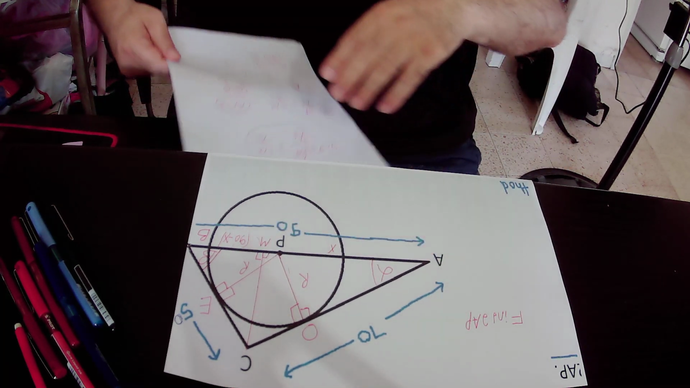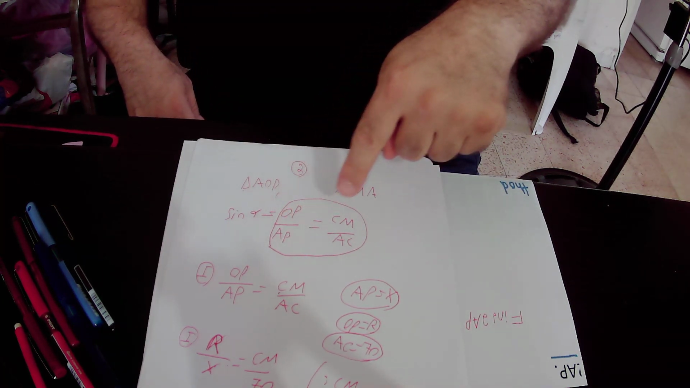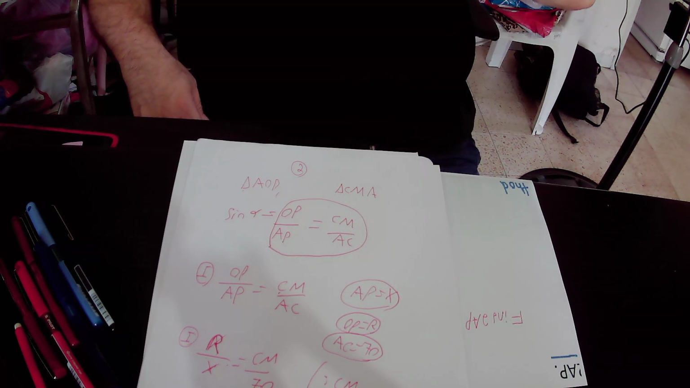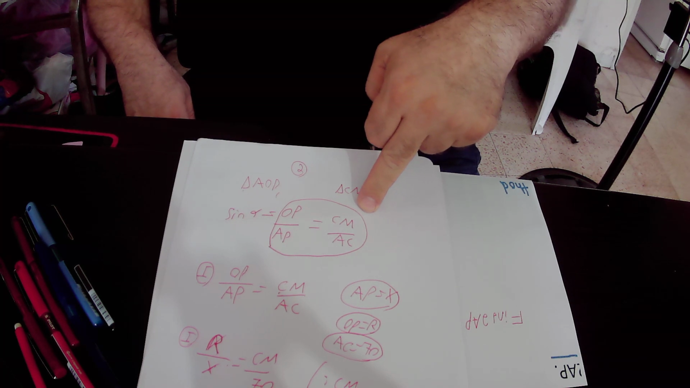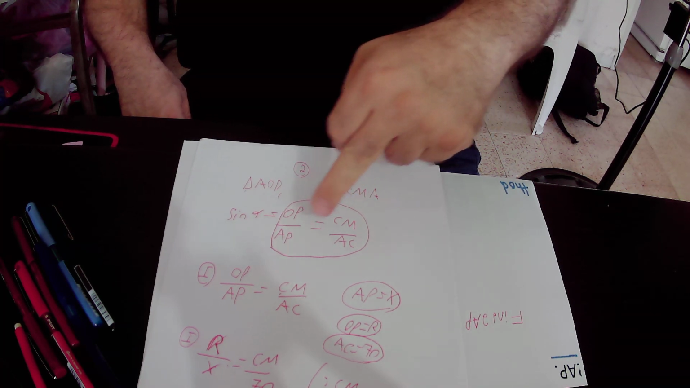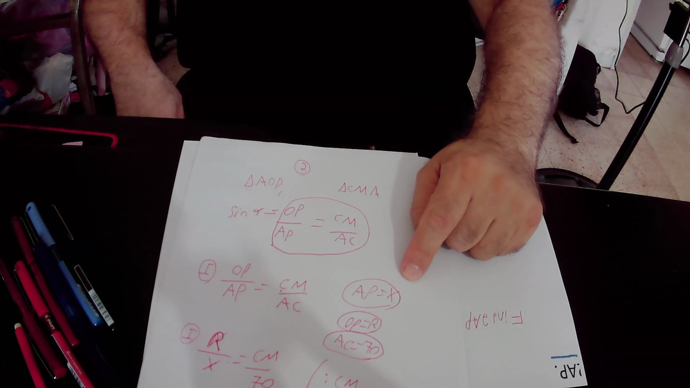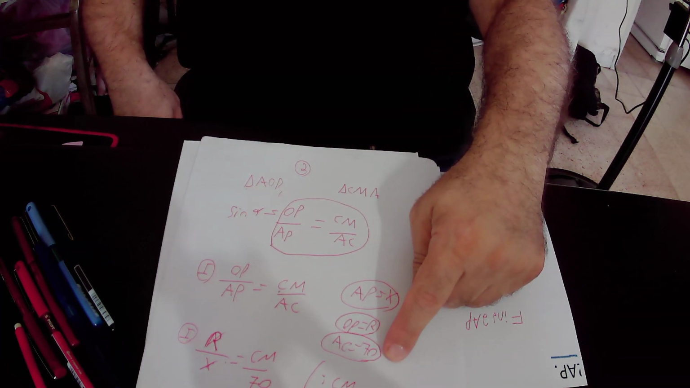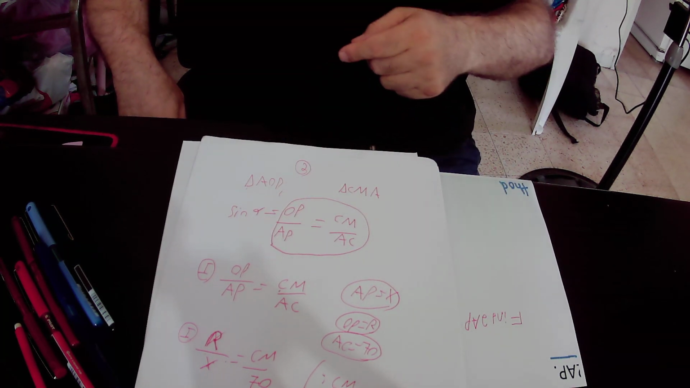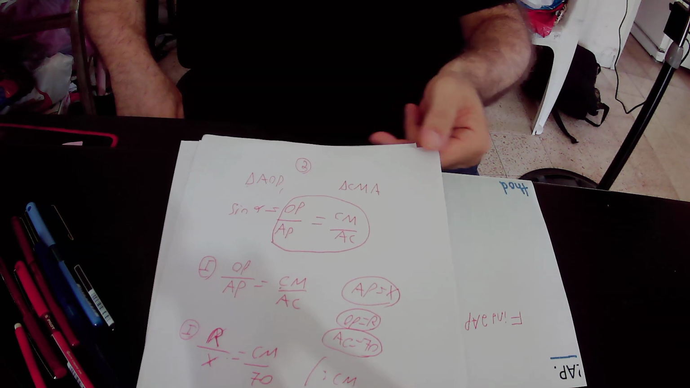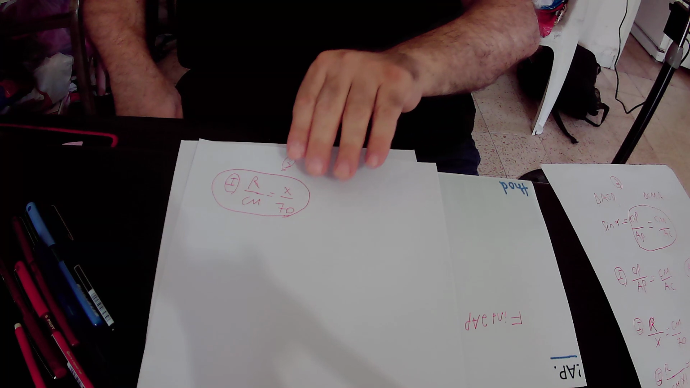So in total we have that sine alpha equals OP over AP, that equals CM over AC. I copied this equality and called it equation number 1 here, but we know that AP equals X, OP equals R, and AC equals 70, so we can put this data in equation number 1, and we got that R over CM equals X over 70.